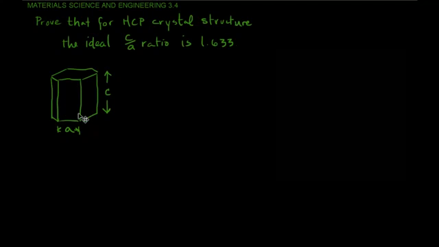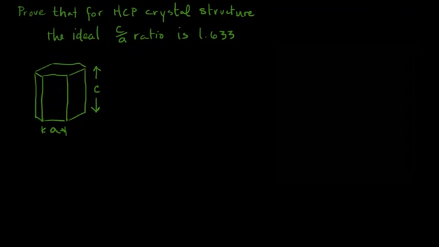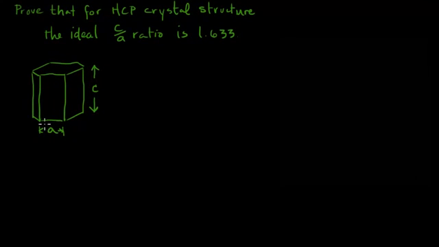And so what the C to A ratio is saying is, if we're given the length of one of the sides of the hexagon, what is the height going to be? And it's constrained. This relationship is always going to be somewhere around this value because of the way that the atoms are packed together in a hexagonal close packed crystalline structure.